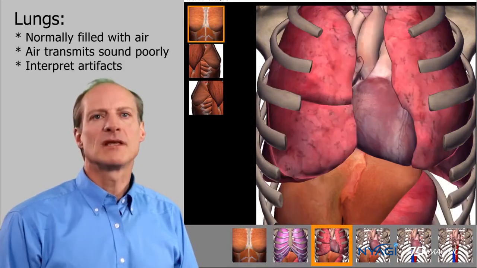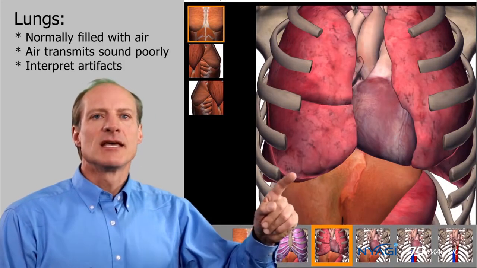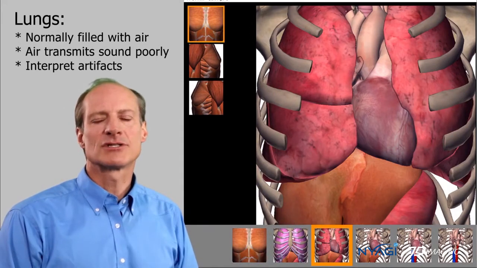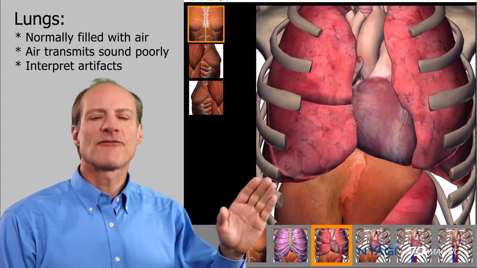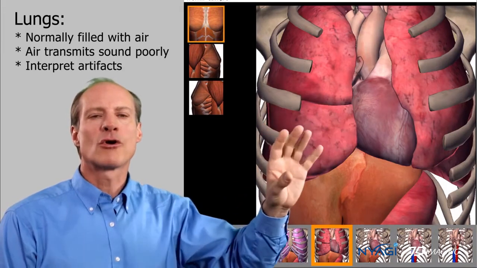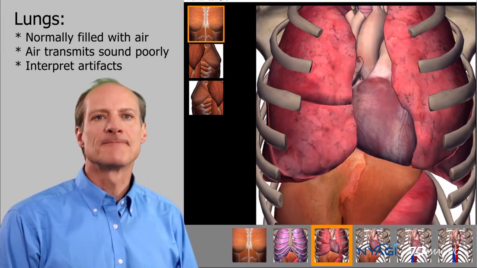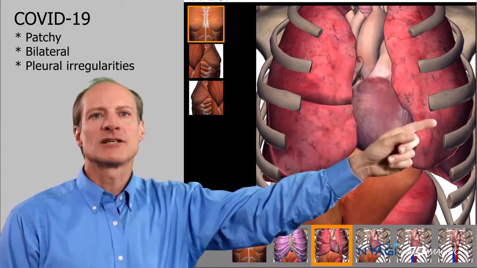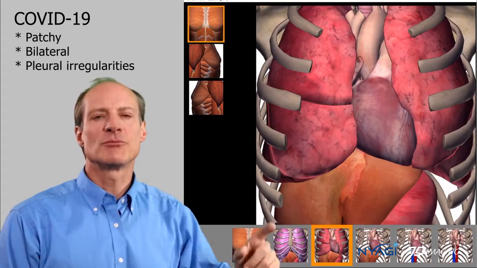Deep to the pleura is the lung tissue. Normal lung is filled with air, so you usually don't see it on ultrasound. We use artifacts to determine if the lung is filled with air or fluid or even consolidated. COVID-19, as I said, oftentimes will affect both lungs in a patchy distribution.